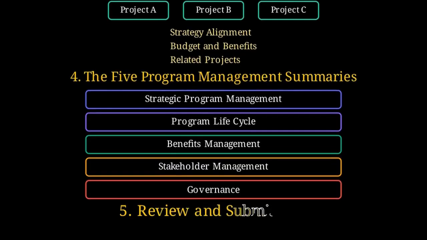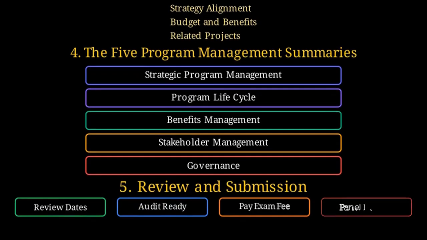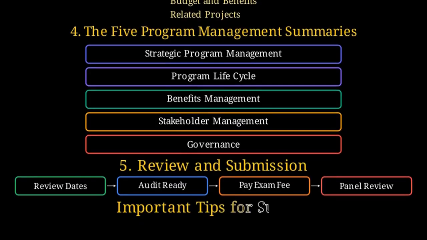Section 5 is review and submission. Check that your dates do not overlap in a way that reduces unique months. Be ready for an audit with references. You pay after the initial completeness check before panel review begins. Let's visualize the flow.